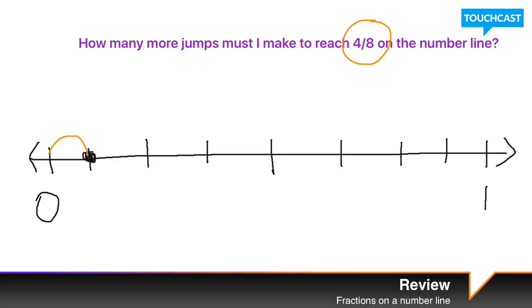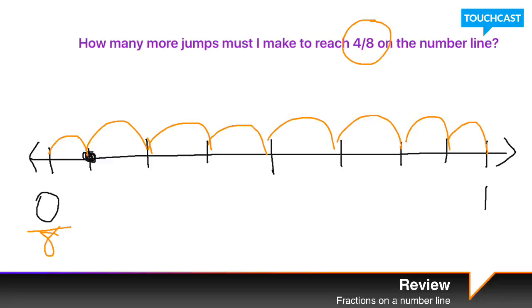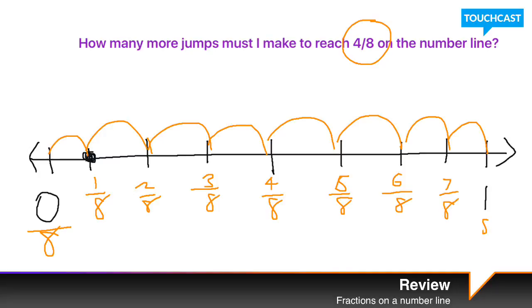Count with me. 1, 2, 3, 4, 5, 6, 7, 8. Okay, there's 8 jumps. Let's label each point 0 over 8, 1 over 8, 2 over 8, 3 over 8, 4 over 8. Oh, there's that point in the line. Let's keep going. 5 over 8, 6 over 8, 7 over 8, and 8 over 8, which is equal to 1 whole.